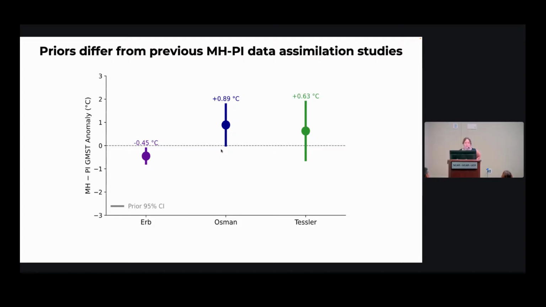In his case, he used only models where pre-industrial vegetation was used in the mid-Holocene. In Osman's case, he used a mix of both, and they have a warmer mid-Holocene than pre-industrial. And in our case, we also use a mix of both, and we have the broadest prior of all 3 of these studies, mostly due to the wide variety of models we use.